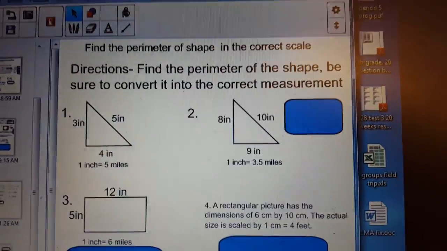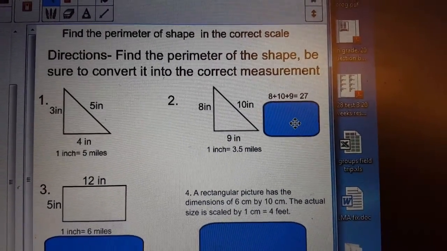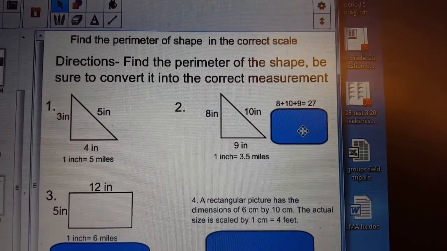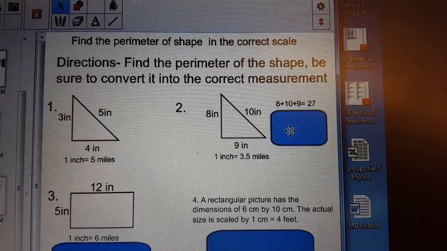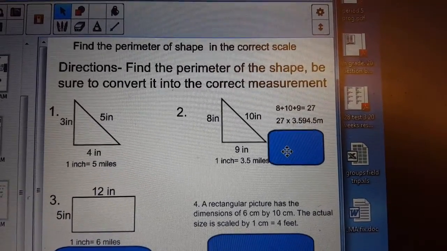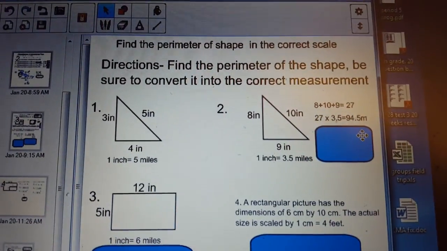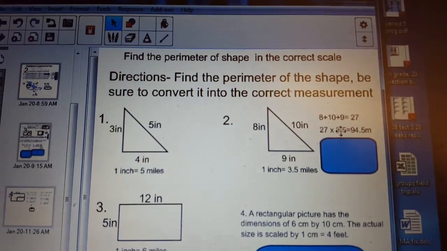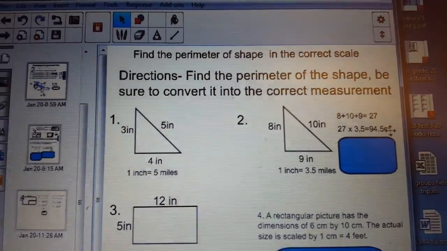So let's follow the same process over here. 8 plus 9 plus 10 equals 27. The scale is 1 inch equals 3.5 miles. Multiply those, 27 times 3.5, and you get 94.5 miles.